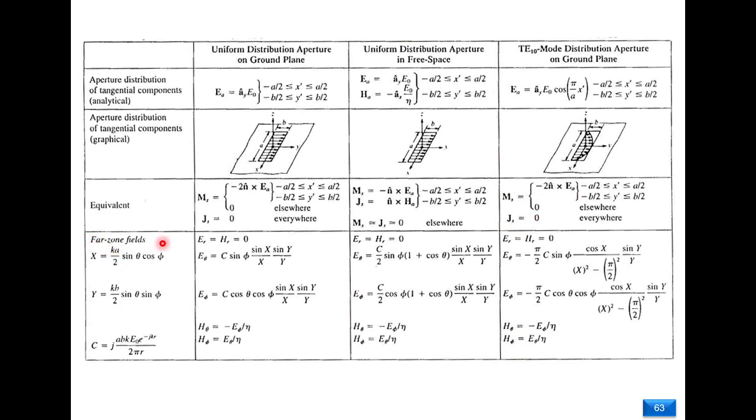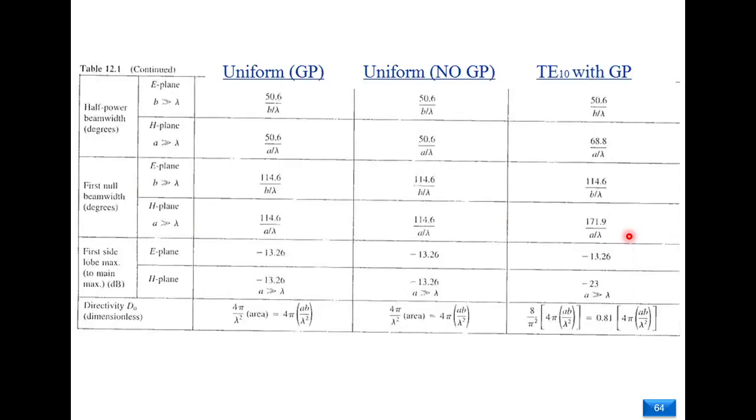So now for the far field, E theta has this expression. Of course, in the far field, for all the cases, Er and Hr equal 0. E theta has this expression; here it has different expressions, and so on, for E phi. You can do the derivation and exercise the difference to come up with those solutions. So this is a good comparison, and the remainder of the comparison is in the next slide, talking about the beam width, first null, and so on.